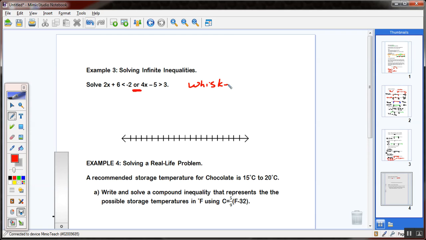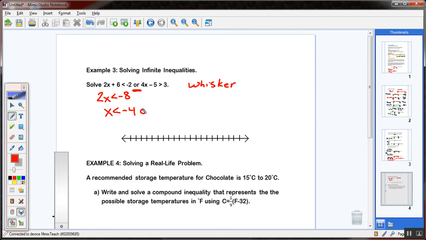It's going to be a whisker. So help me solve the one on the left. What would you do to this on the left first to solve, kids? This inequality on the left, what would you do to get x alone apart on the left here before or? So subtract 6. So you're going to have 2x less than -8 when you do that. And then you're going to divide by 2. And x is going to be less than what, kids? Negative 4.